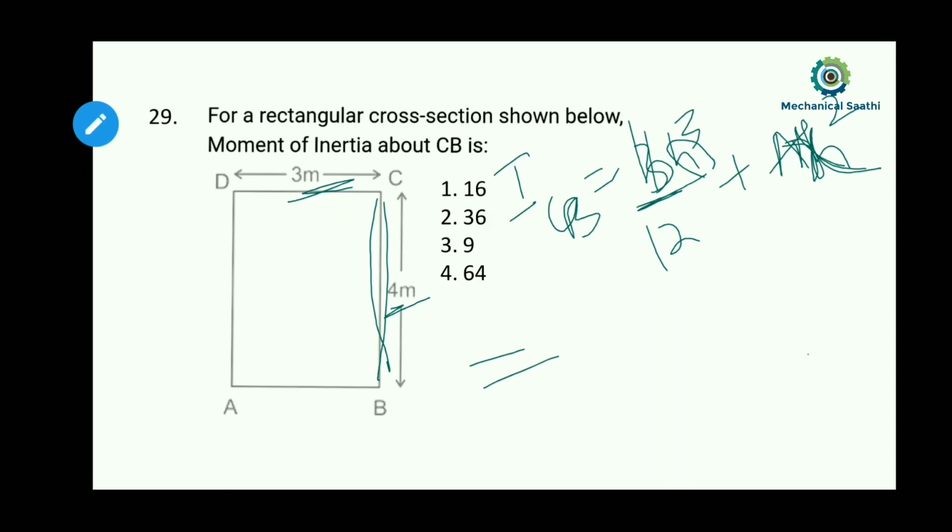Okay, so B and H are given, and the area we can find by multiplying B and H, that is 3 into 4. And X is the distance between the centroid of this cross section and the line about which we have to find the moment of inertia. So the centroid, if we try to find it, will be lying somewhere here.